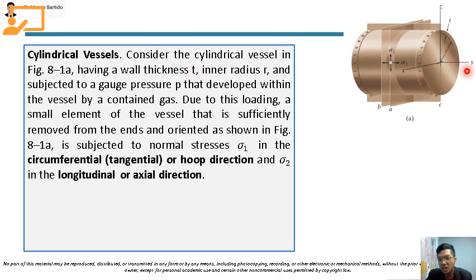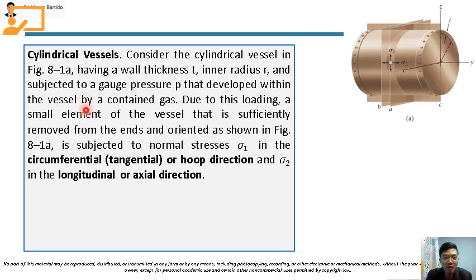So the wall thickness, let's say this is the cylinder. This is the thickness of the vessel, so this is T. And the inner radius is measured from the inner wall. The inner wall is here, and the outer wall is the outer circle. So the inner wall is the inner circle. The inner radius is measured from the inner wall, and that is denoted as R. So that is the inner radius R.